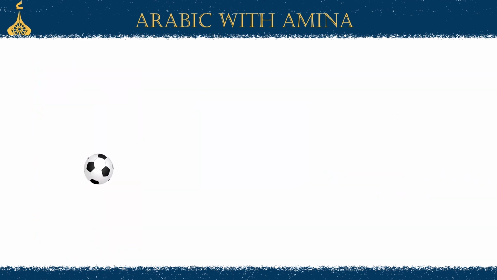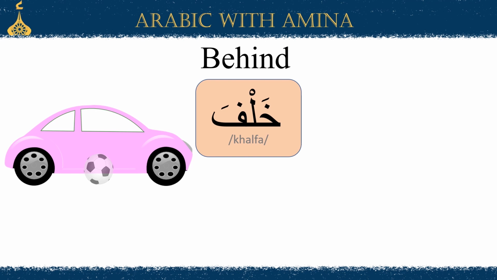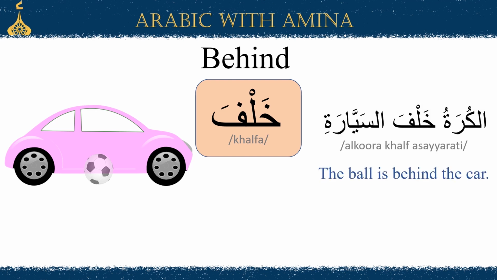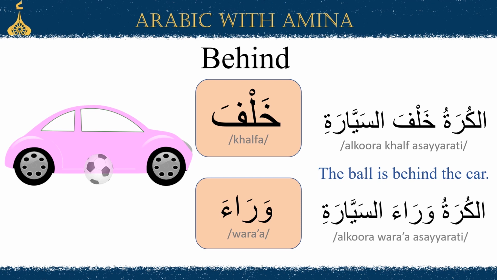You see this ball here? Well, this ball is actually behind a car. There are two ways to say behind in Arabic. The first is the word خلف. So, الكرة خلف السيارة. The ball is behind the car. Or we could say وراء. الكرة وراء السيارة.